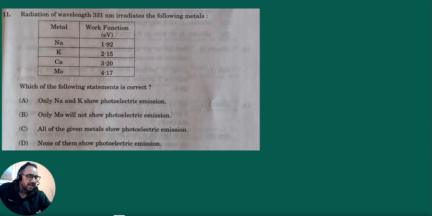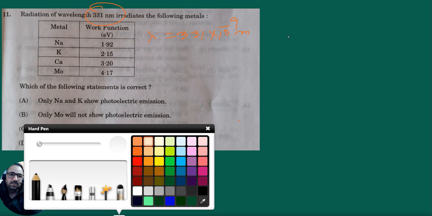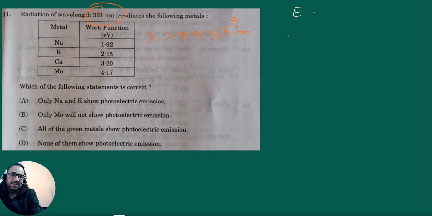And in this case, calculation of hc is important because this is the wavelength given here. Wavelength is 331 nanometer. Nanometer means 10 raised to minus 9 meter. Wavelength is given here. Okay. So photoelectric emission possible or not, how would you identify that? For that, you simply remember whatever incoming energy is there, it should be greater than or equal to what?